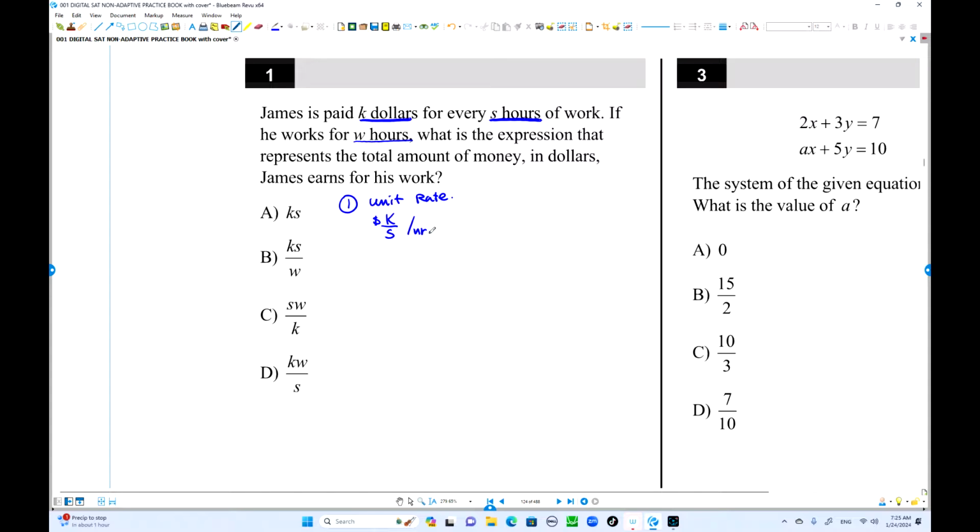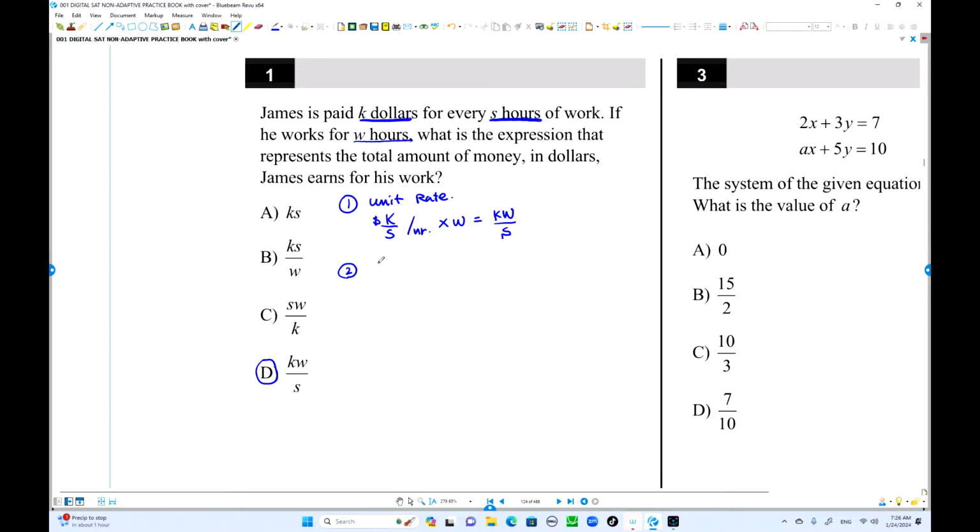But he worked W hours. So just multiply the number of hours, W. So the answer is what? KW over S is the answer. Okay, choice D is the answer. This is the same thing, but a little different meaning.